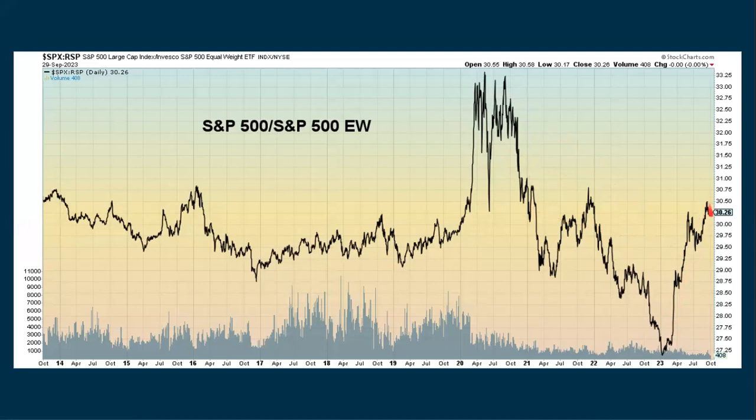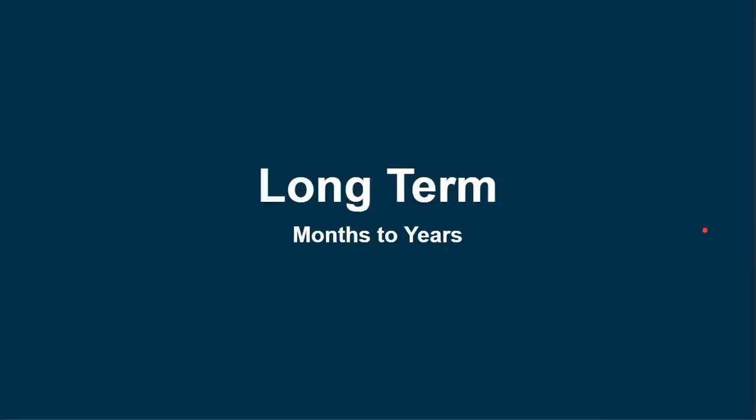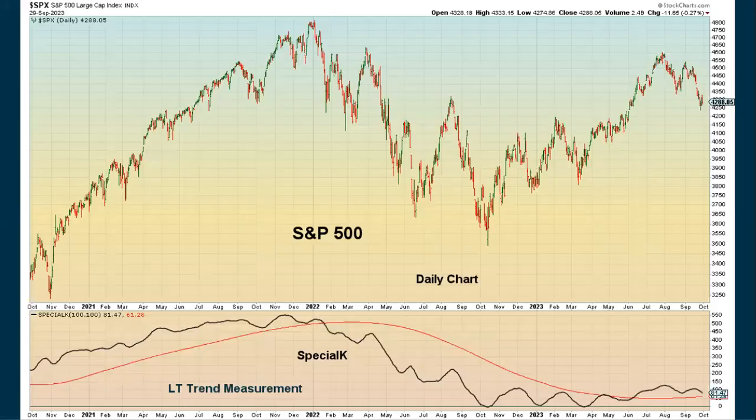Right now, we've been chopping around for the last few days, but overall, we're still seeing the big stocks outperforming the smaller stocks. Then some long-term charts. We have a daily Special K chart. I talk about this in every daily video, but I don't show the chart. We're above the red line, and so that's positive. We don't get crosses on this very often.